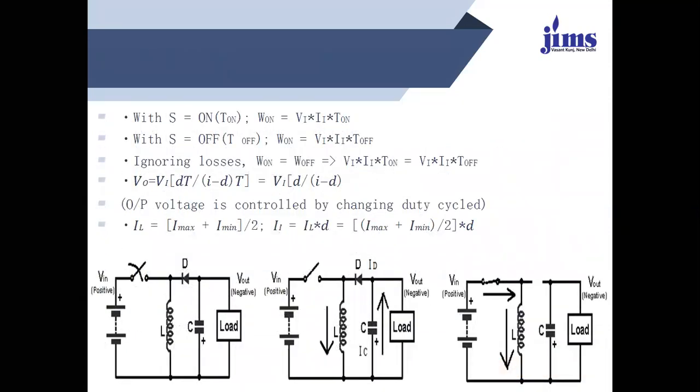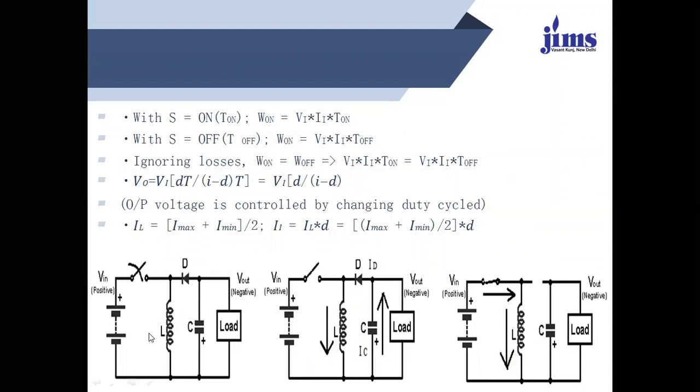With S on, the power on will be W on equal to VI into IA into T on time. Similarly for T off time, W off equal to VI into IA into T off. By ignoring the losses, W on must be equal to W off, if the time is equal.